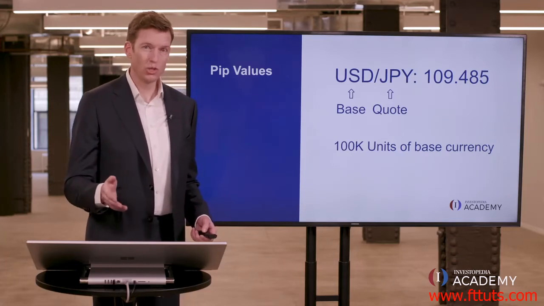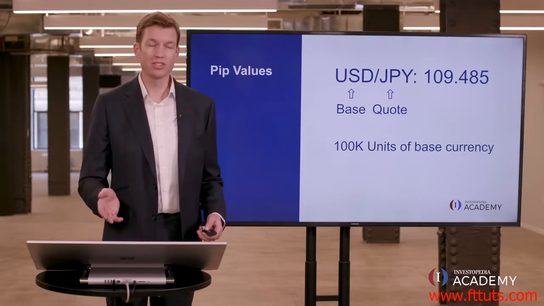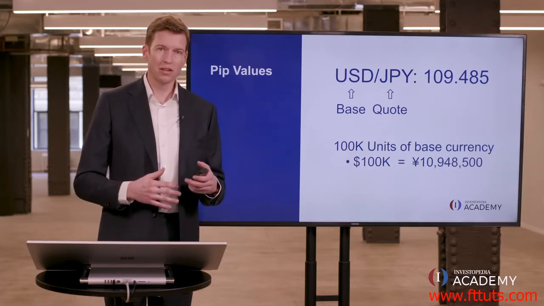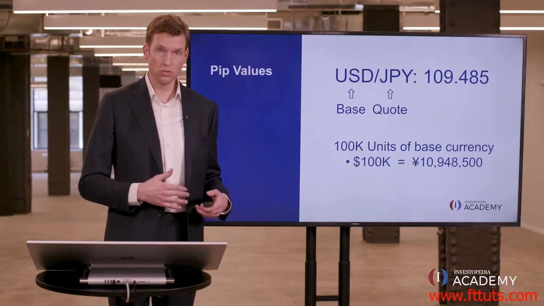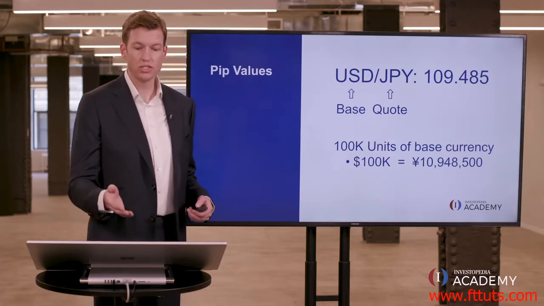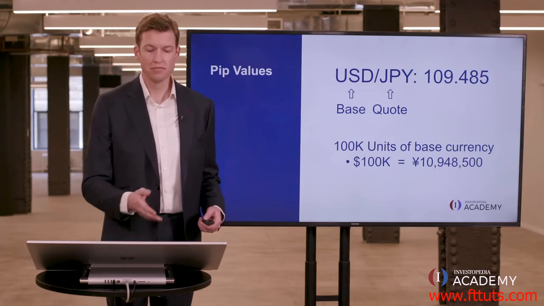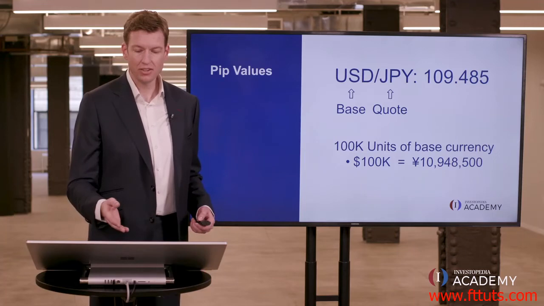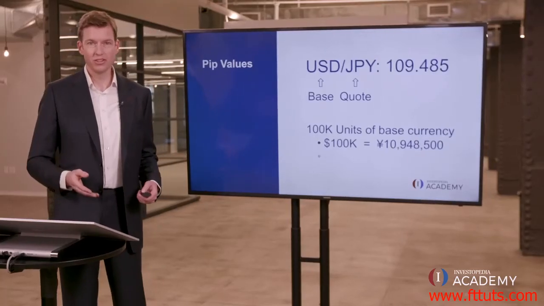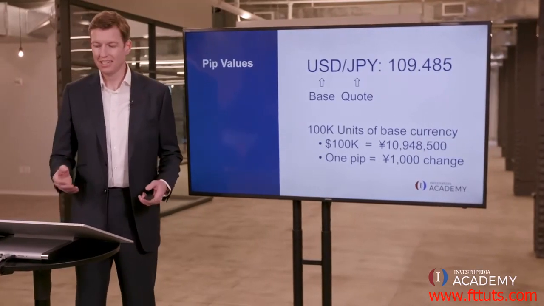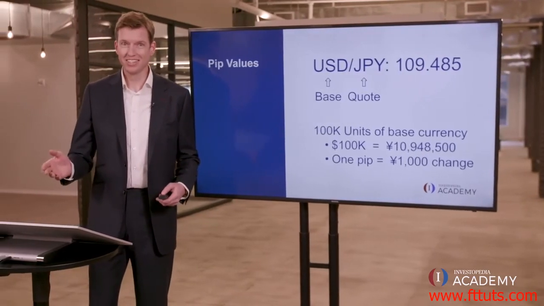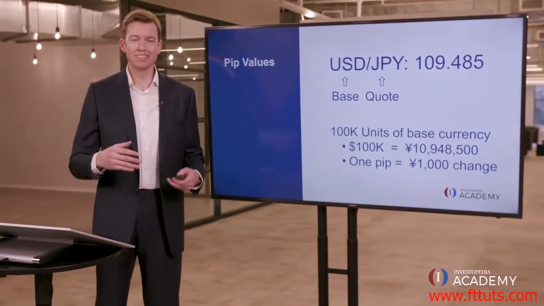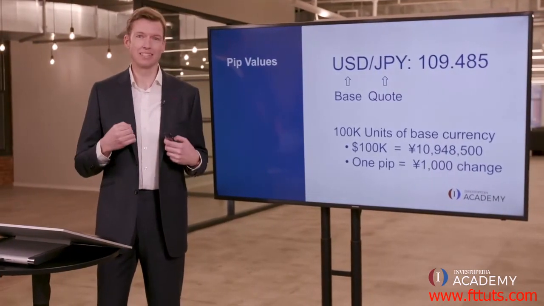We still are controlling basically an interest in 100,000 units of the base currency, which is the dollar. So we can work this out and say, I've got $100,000 worth of value times my exchange rate, which has changed to 109.485. If I multiply that out, now I have an interest in $10,948,500 worth of value in the yen. Well, that's a 1,000 yen change, which, does that answer my question yet? Not really. I need to convert that into knowing what that actually means to me as an investor.